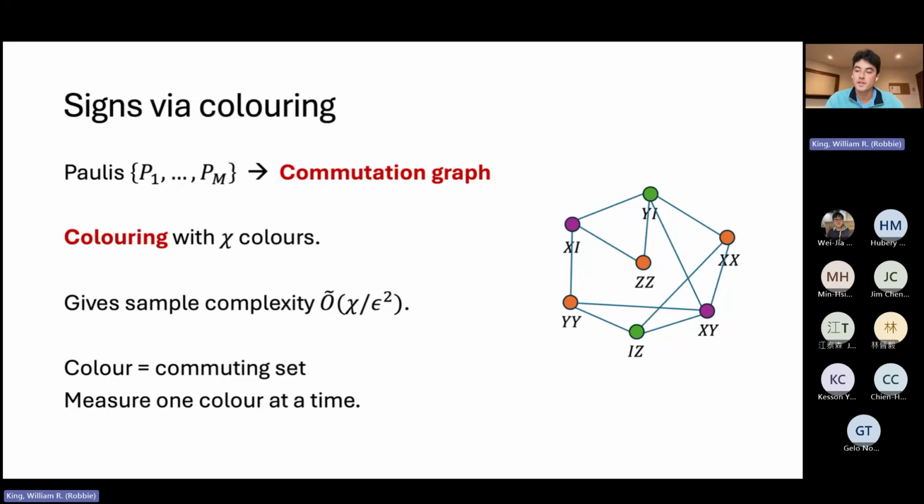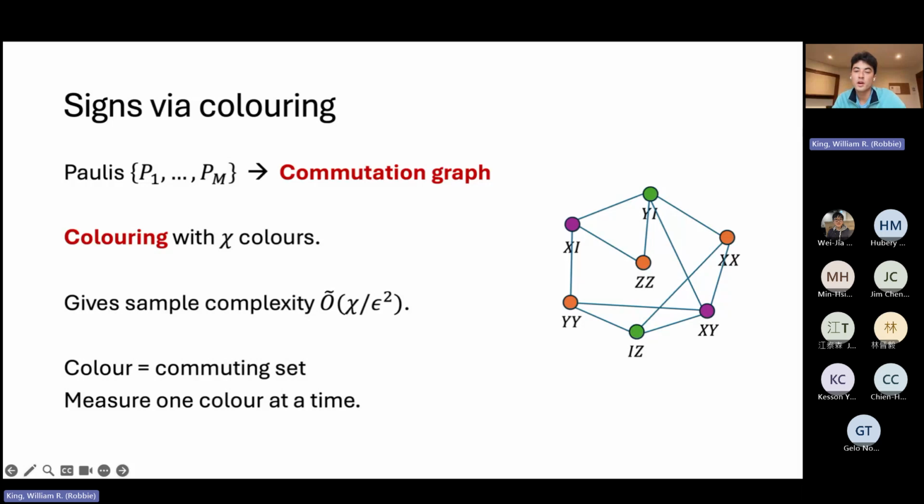So the first thing that we'll do is we'll build an object which we call the commutation graph. So suppose we have a list of Paulis. To build this graph, we assign a vertex in the graph to each Pauli, and then we draw an edge between any two Paulis which anti-commute. So you can see an example here on the right. We have a series of 2-qubit Paulis. I guess we have 7 of them, and all of these edges are when the operators anti-commute.